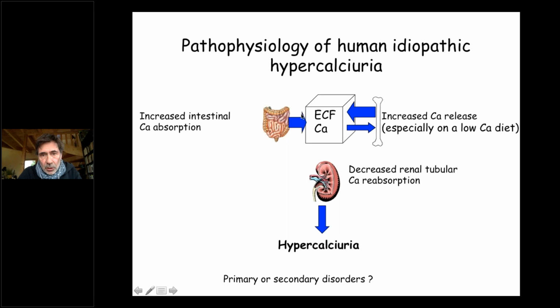And it is the most common abnormality encountered in patients with calcium stone disease. It is due to an association of disorders in calcium reabsorption along the renal tubule, of increased calcium release from bone that occurs especially on a low calcium diet, and increased intestinal calcium absorption. Besides this, the molecular mechanisms behind idiopathic hypercalciuria remain, from what I know, very mysterious.